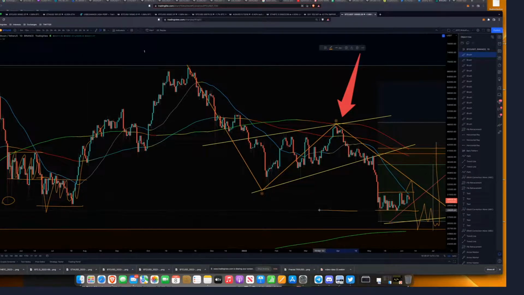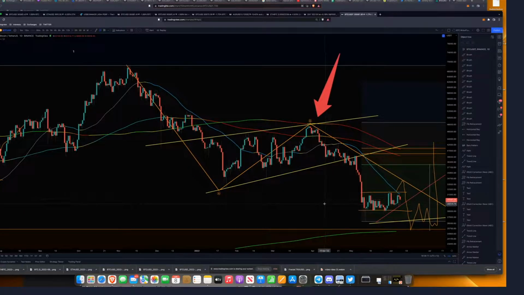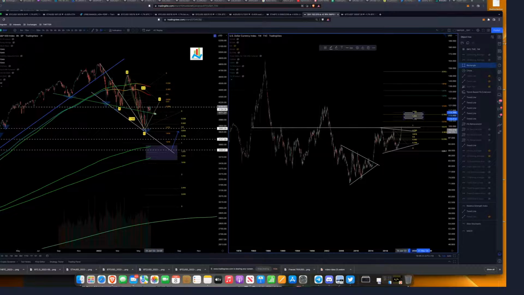Yeah. So that's what we got. Another 3 months all day, 3 months of sideways in a big range. And you need to keep an eye on this. Look at the stock market.